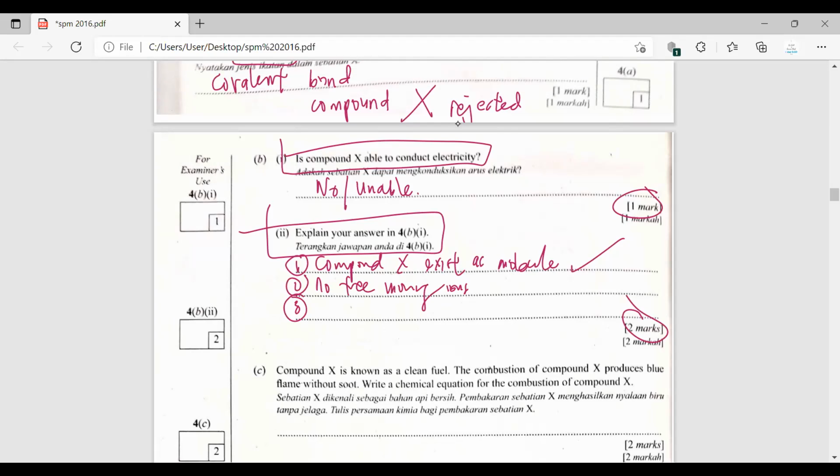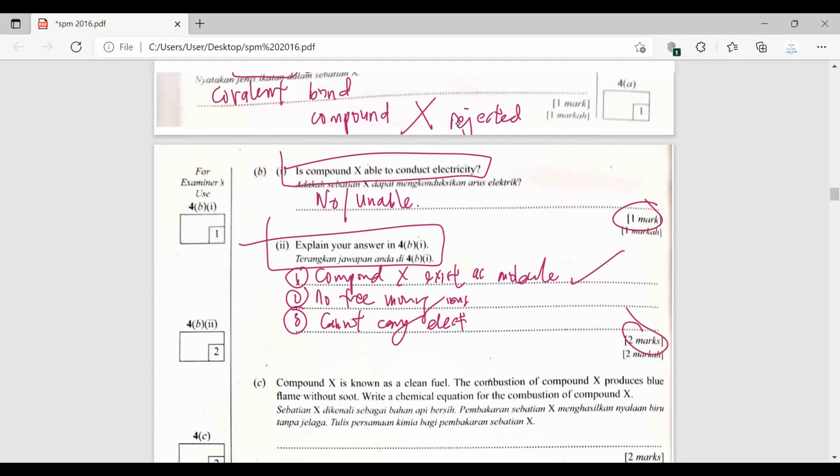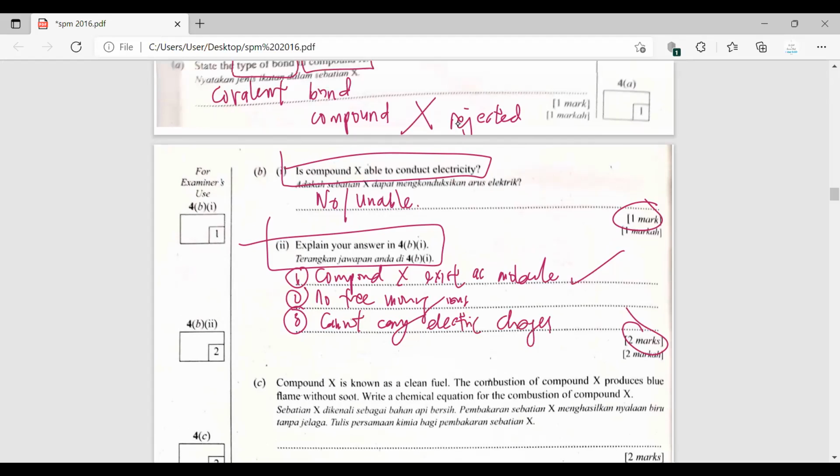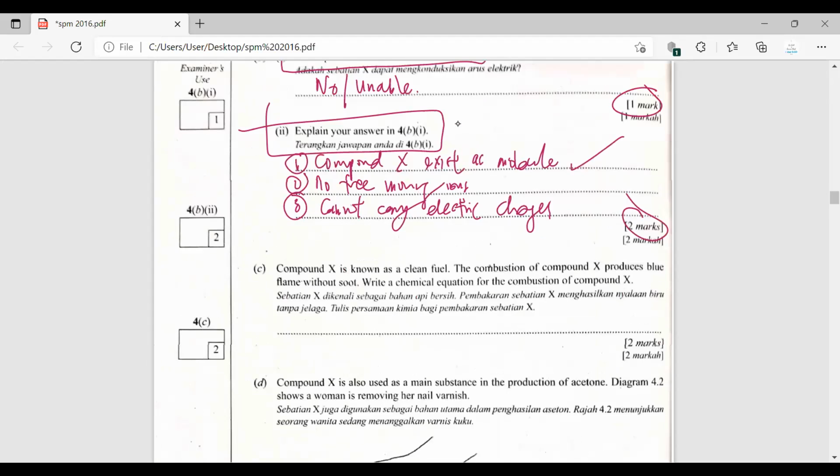Excellent. Now there's no free moving ions present, then there's actually a 3 max here. What is one more point that I can say here? This is probably more for physics and chemistry. If I've got no free moving ions, what can they not carry? Charges. Very good. Cannot carry electrical charges.